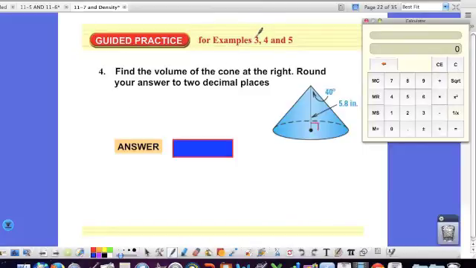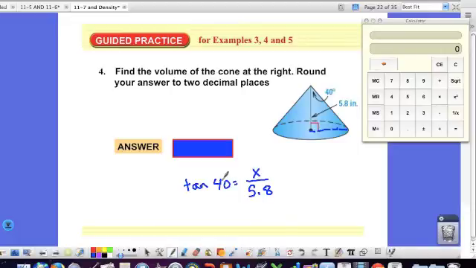Example 3 was simpler problems, 4 was using trigonometry, and 5 was multi-step. So find the volume of the cone, round your answer to 2 decimal spaces. We might be off slightly. I thought example 4 involved trigonometry, so this would be more of an example 4 type problem. So I want to find the length of this radius. I'm dealing with the side opposite the 40-degree angle and adjacent. Opposite is my unknown, adjacent is 5.8, and opposite and adjacent is tangent.